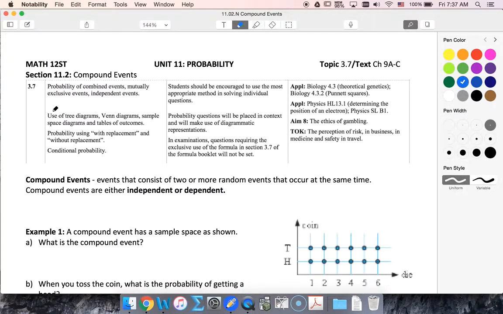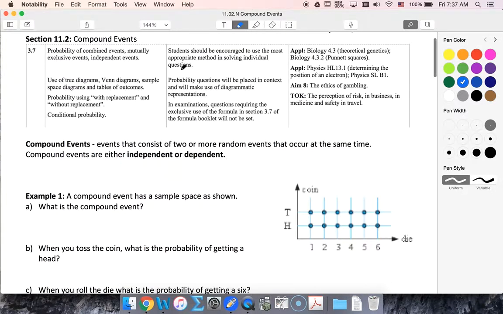All right, so now we're looking at syllabus section 3.7, which is probability of combined events. That's what we're going to focus on here. So notice it says you should be encouraged to use the most appropriate method. So there's different methods for all of our types of problems.